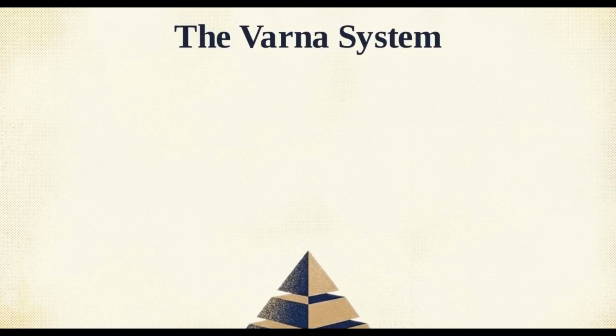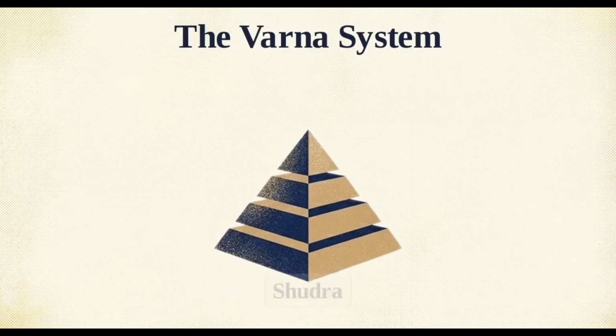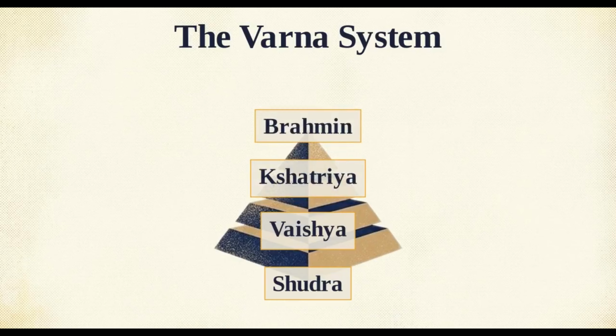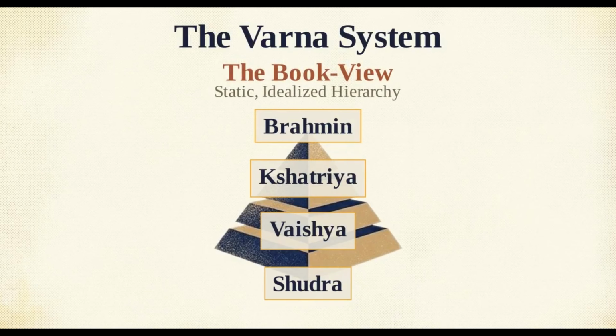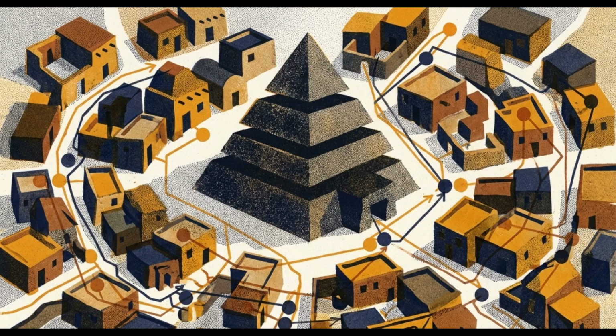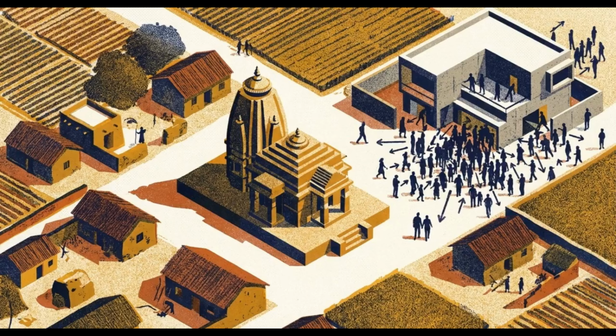The traditional framework relies on the Varna system. It presents a static, four-tiered pyramid, assigning every individual a social rank based on ancient texts. But when sociologists map actual political and economic power in a real village, the model frequently fails to predict where the power actually sits. The text does not match the territory.